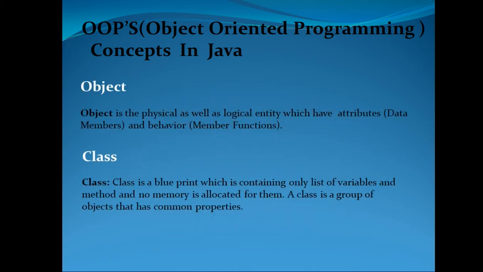Let's discuss the first thing, which is object. Object is a physical as well as logical entity which has attributes, that means data members, and behavior, that means member functions. Next one we have class. Class is a blueprint which contains only a list of variables and methods, and no memory is allocated for them. A class is a group of objects that has common properties.